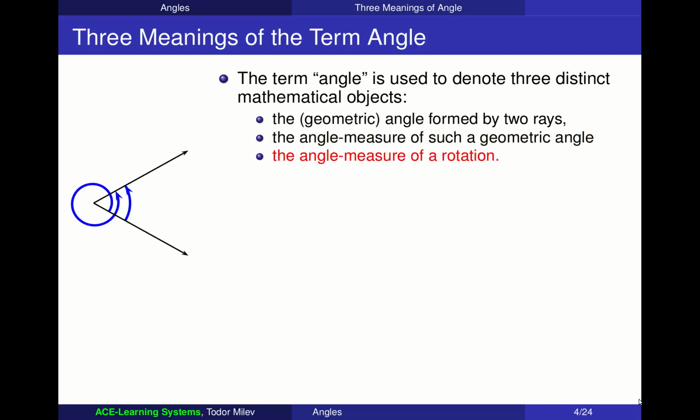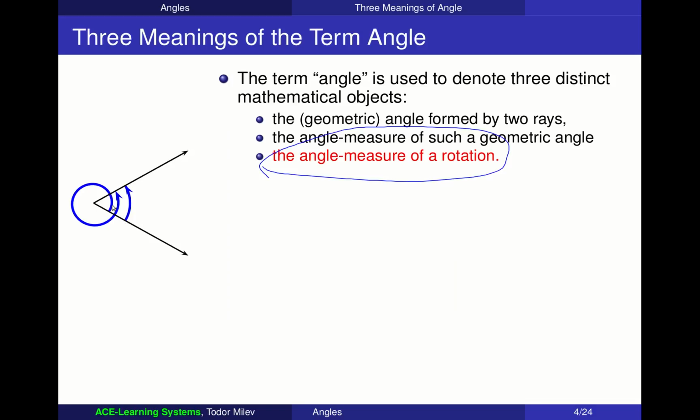And finally, the third different meaning of the term angle is the angle measure of a rotation. That term is also used in real life. So in real life, when you say to rotate at 180 degrees, or to make a full turn, that would be a rotation of 360 degrees. So that meaning of the word angle is the same as the angle measure of a rotation.